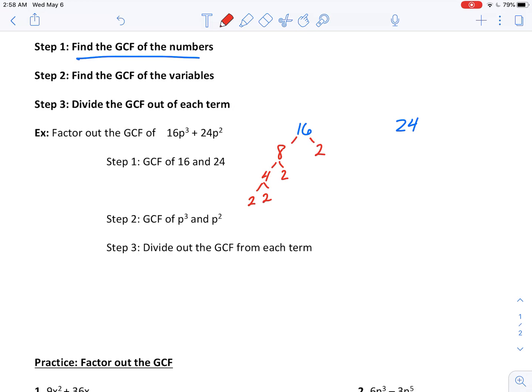So I'm saying what numbers multiply together to make 16? That's 8 and 2. And then what numbers multiply together to get 8? 4 and 2 multiply to get 8. And then 2 and 2 multiply to get 4. So what two numbers multiply to get 24? Well, that would be 12 and 2. And what multiplies to get 12? 4 and 3. And then 4 we know is 2 times 2.